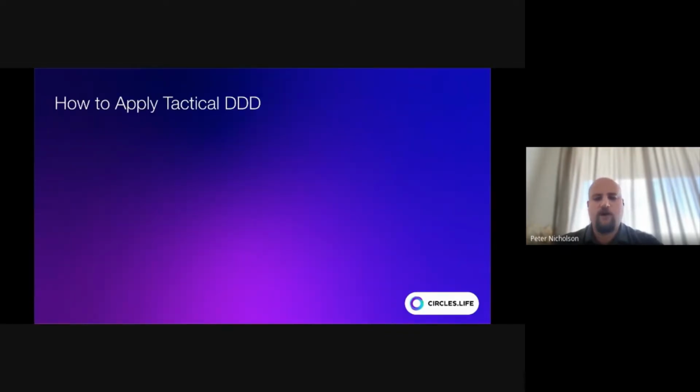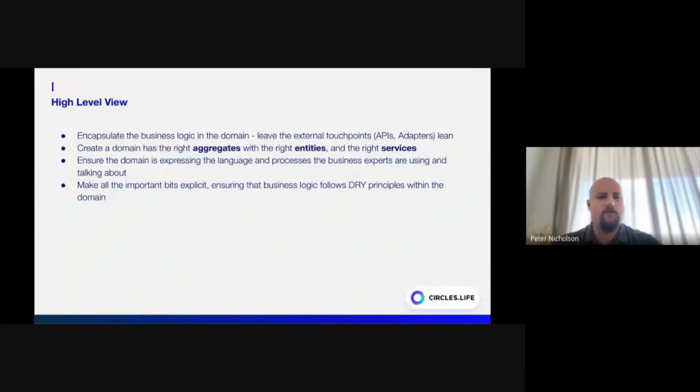So now we can start talking about the meat of this presentation: how to apply tactical domain-driven design. At a high level, we're going to encapsulate the business logic in the domain and leave the external touch points, the APIs or adapters, lean. This is lean in the lens of business logic. Some of these APIs and adapters can grow to be pretty bulky themselves, but that's not where the interesting things are happening. All the interesting things are happening in the domain itself, right? These are just transforming and helping us in that aspect.